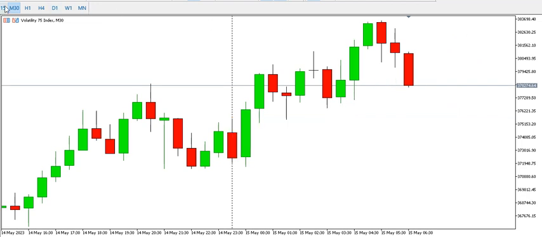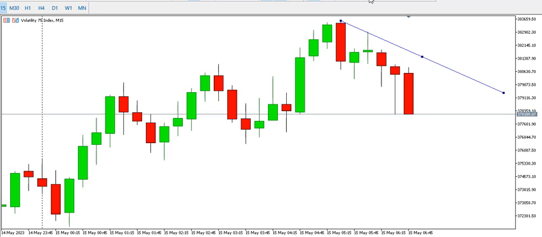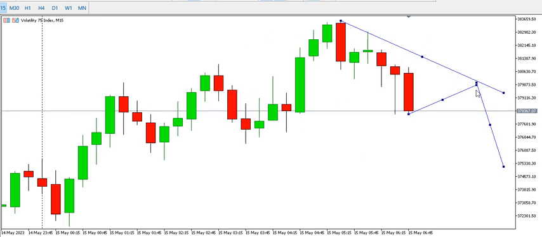Let's look at the 15 minutes time frame. Volatility 75. You can see the bears are stepping in. And we already have a descending trend line. Further respect of this descending trend line might send price down, and we might be having something like a head and shoulder pattern, which is a reversal pattern.